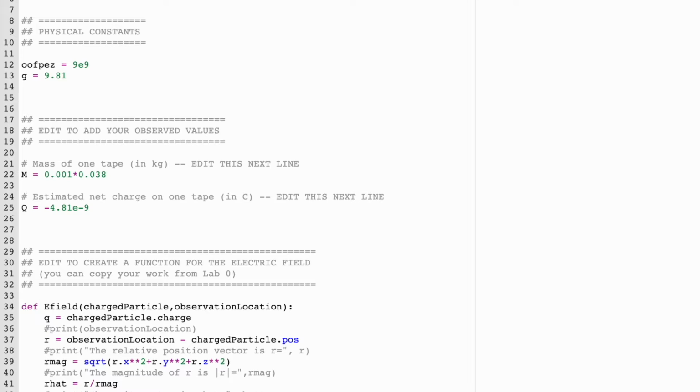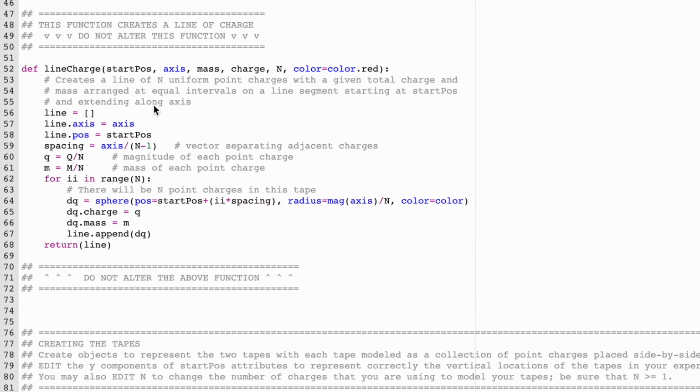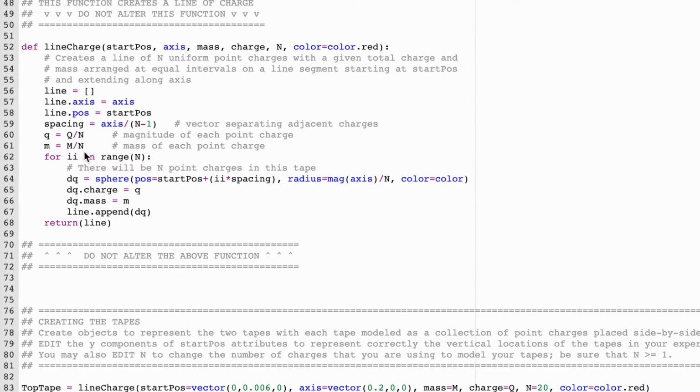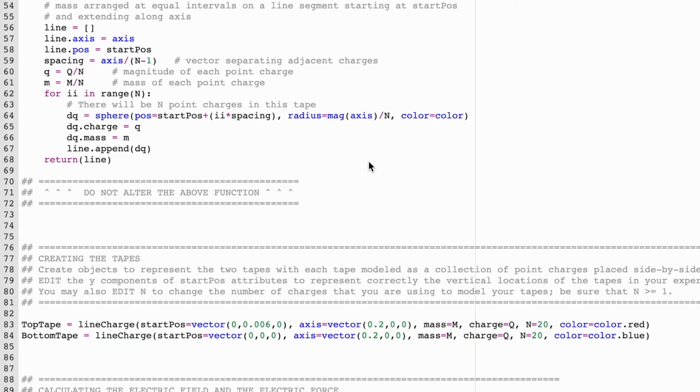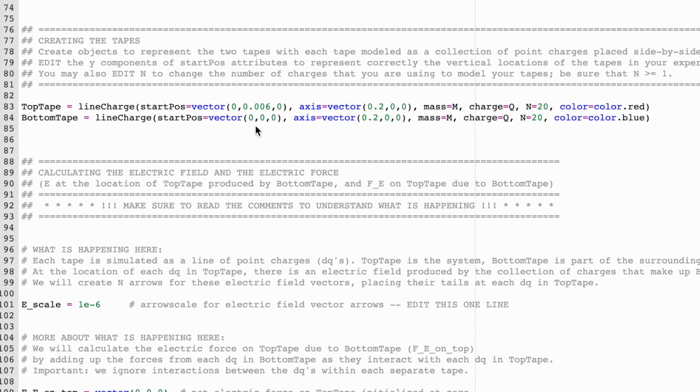So here we have our glow script model. We start with our constants. Then we have our function for calculating the electric field, which we brought from Lab 0. We have our function for calculating the line charge, given a starting position, axis, mass, charge, etc. The important parts here is calculating the magnitude of each point charge, where we divide the total charge by n being the number of pieces that we break our tape into, and of course doing the same for the mass. We have our top and bottom tapes here with our position vectors, mass, n equals 20.